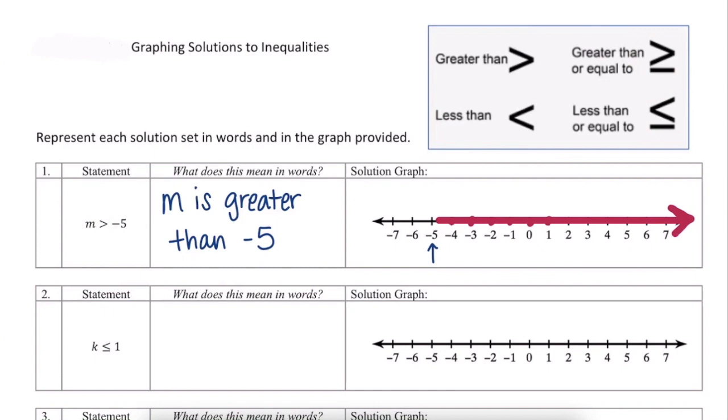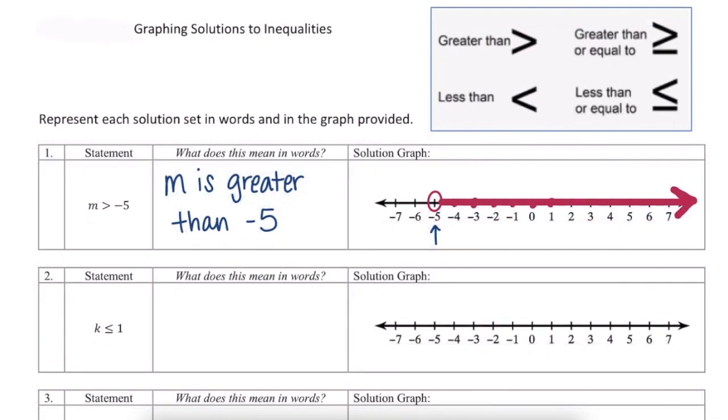But what about -5? Is -5 a solution here? Well, to figure that out, we have to go back to our original statement. Here, m is greater than -5. Is it also equal to? No. So since it is only greater and not equal to, we are going to use what's called an open point to show that my solutions start at -5, but -5 is not included.